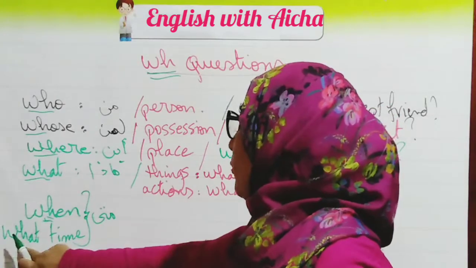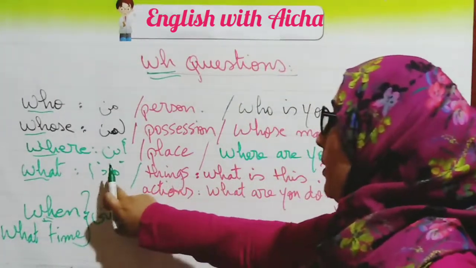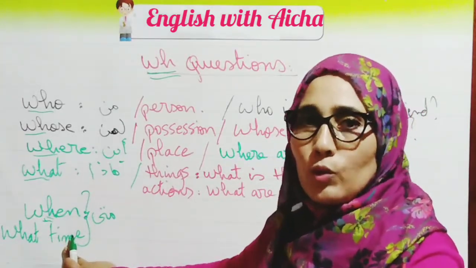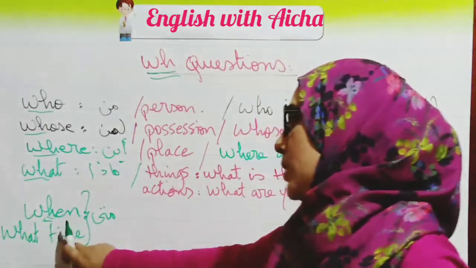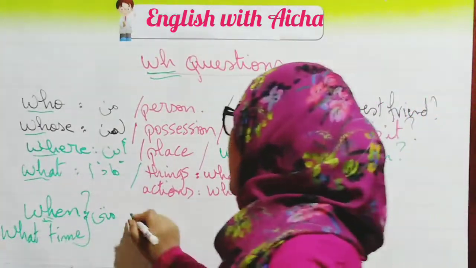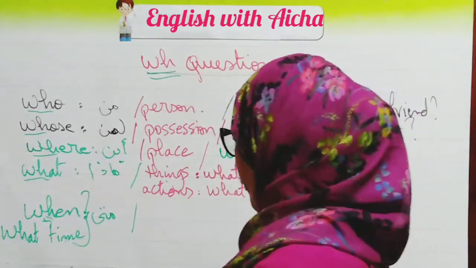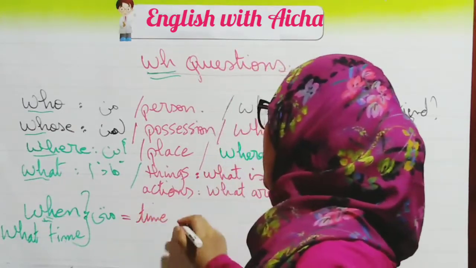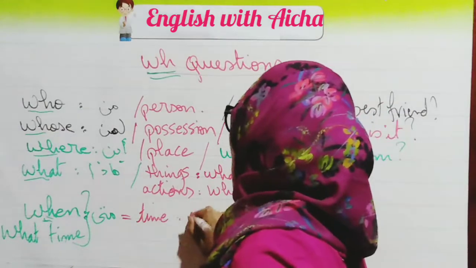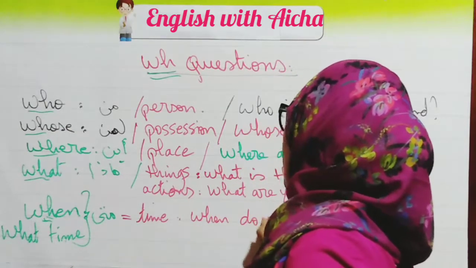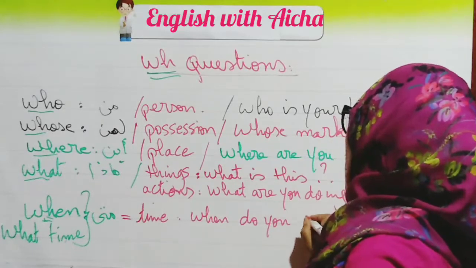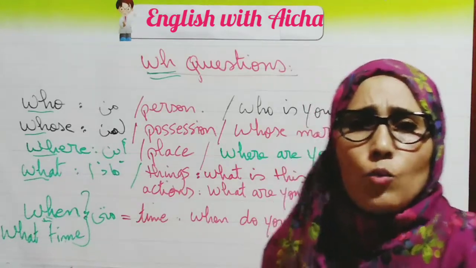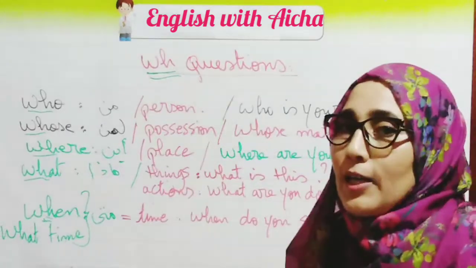Both are correct. So here what means ماذا, time. Okay? So we can say what time or when with no problem. For example, let's say first that here we use it for time or to express time. Then, for example, let's say when do you go shopping? When do you go shopping? For example, me, I go shopping at weekends.